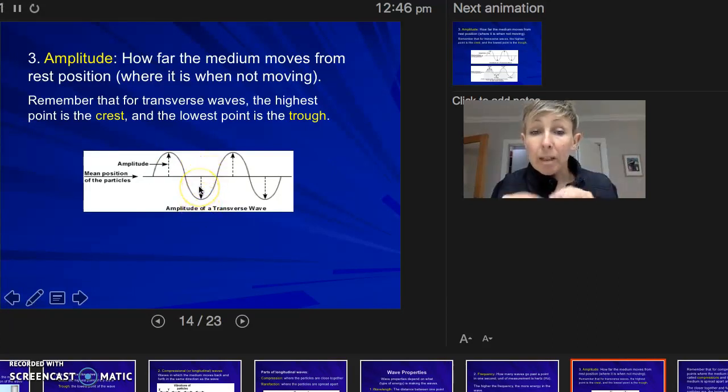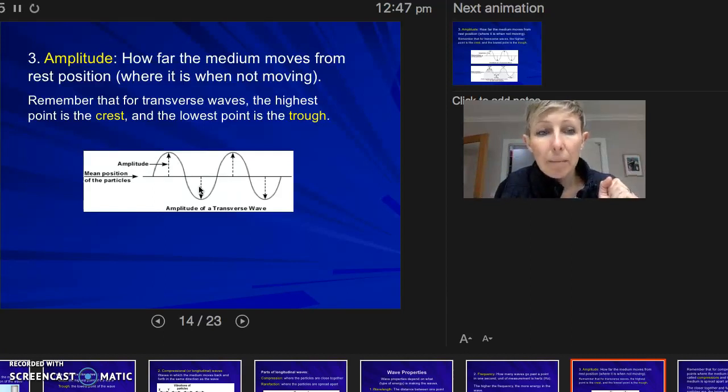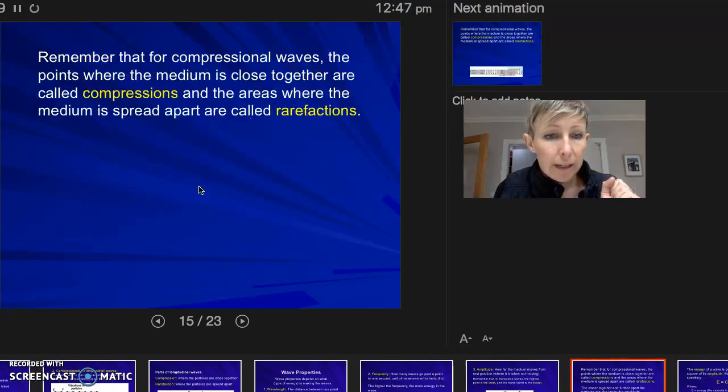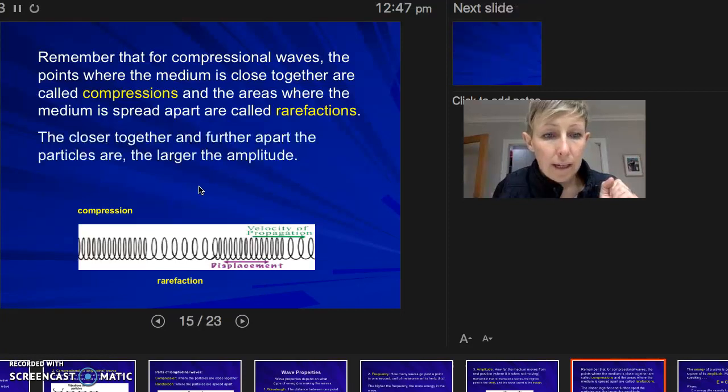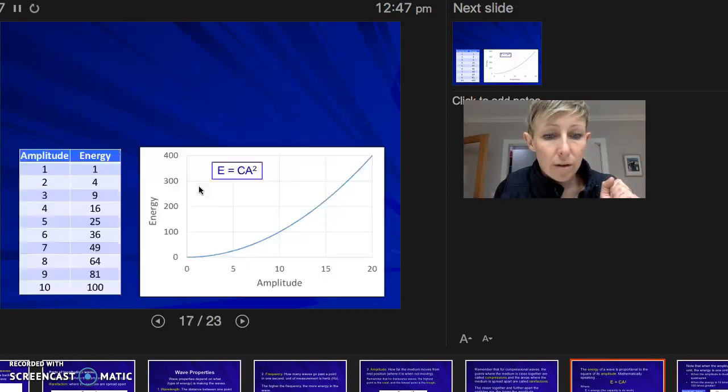When we start to talk about sound waves, the larger the amplitude, the louder that sound will be, and the smaller the amplitude, the quieter that sound. So that's where we're going to talk about amplitude the most. Compressions and rarefactions we can wait until next week. Just flick through here and see we don't need any of those.